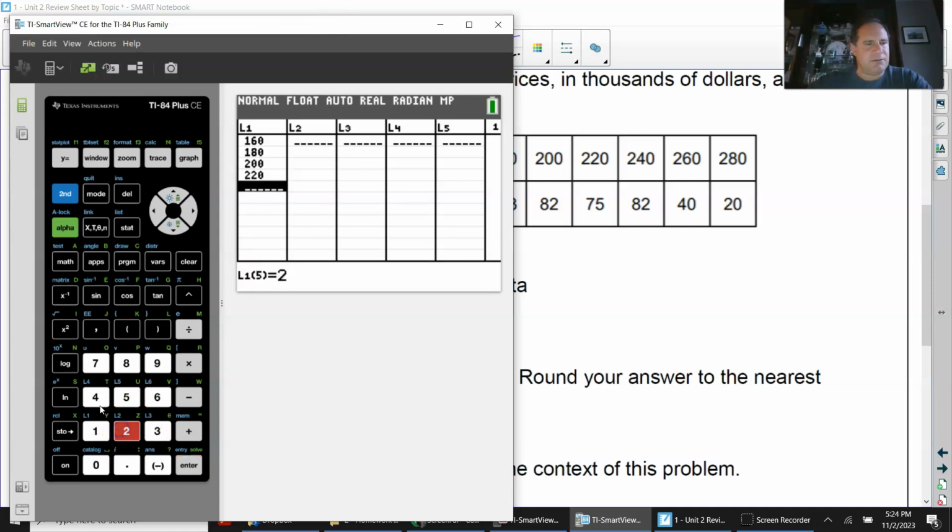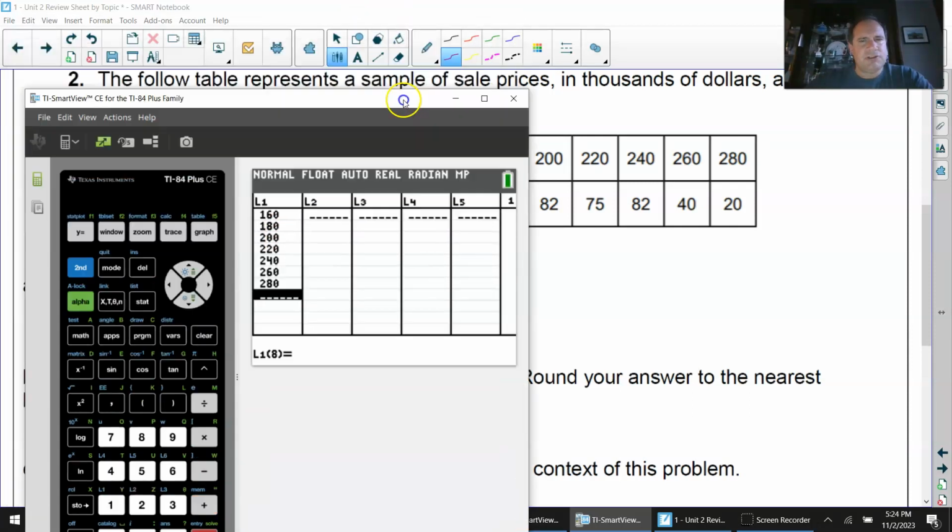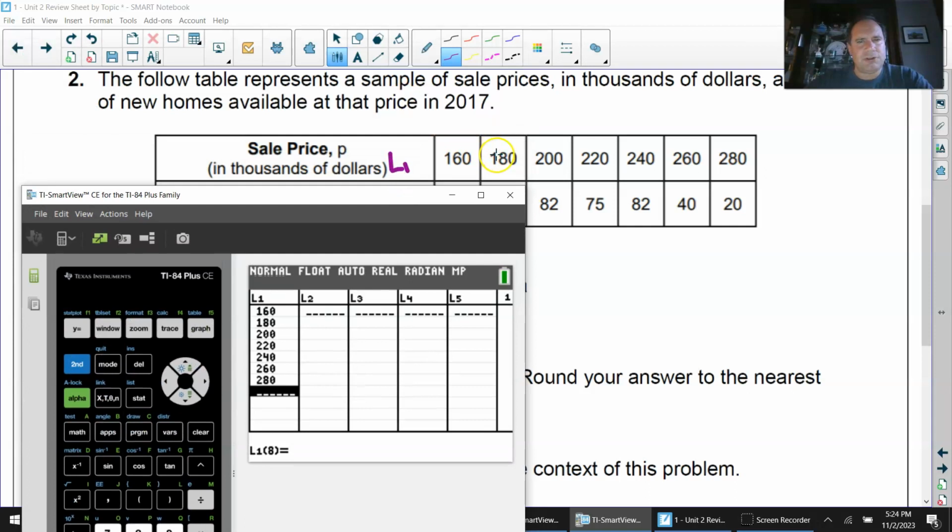Almost made a mistake there. 240, 260, and 280. I typically count. There's 7 numbers in because I see that there's 8 here. So 7, I'm going to count 1, 2, 3, 4, 5, 6, 7.